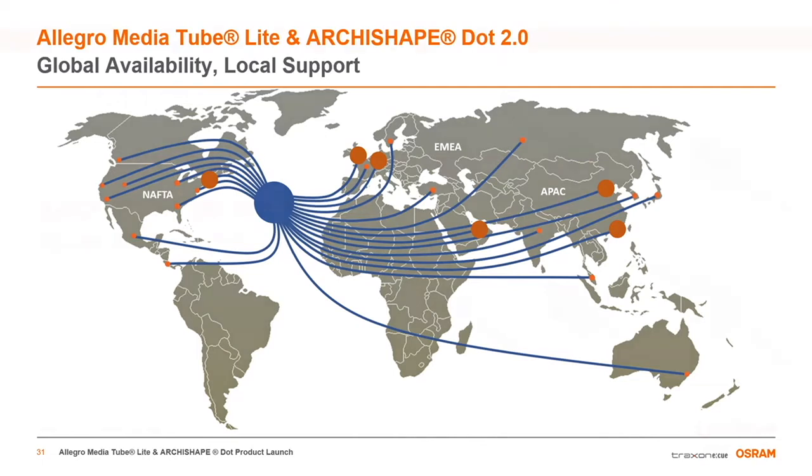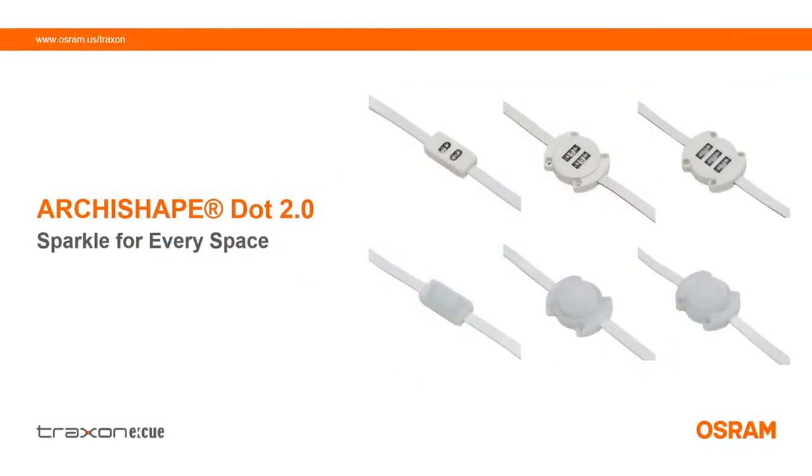So that leads us to something that is also sort of an international topic, ARCHISHAPE Dot 2.0. Yes, we are launching this for the first time this week in North America, but that 2.0 might imply, yes, indeed, we have been using this product in other parts of the globe for multiple years, and we decided with the product refresh as we went in the second generation to certify it for use in North America as well.